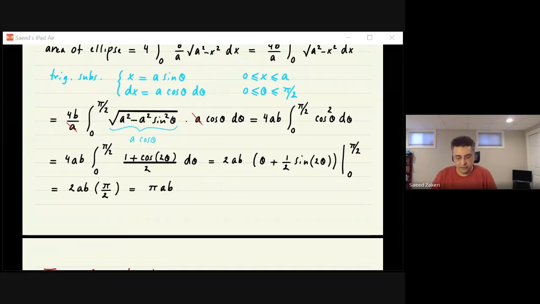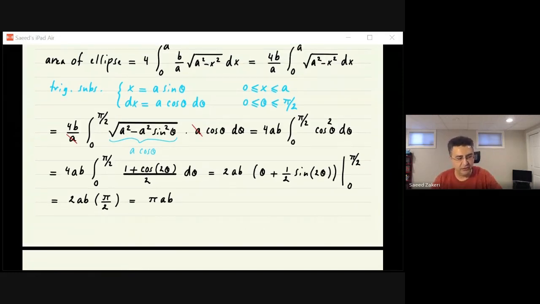That's the thing we wanted to prove, right? We wanted to show that the area is pi ab. So this is a generalization. At the same time, we reproved or proved for the first time, if you haven't seen it before, that the area of a circle of radius r is pi r squared. Because in the very special case a and b are equal, this reduces to a circle.